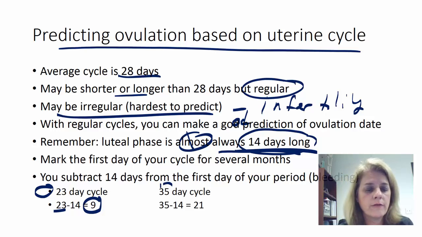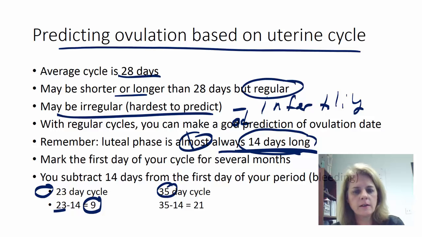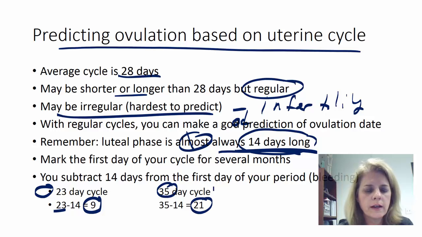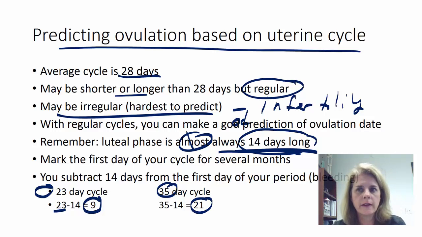Okay? If you have a 35-day cycle, subtract 9. You're going to ovulate more than likely on day 21. So have your period, count out to 21 days. You most likely ovulate.